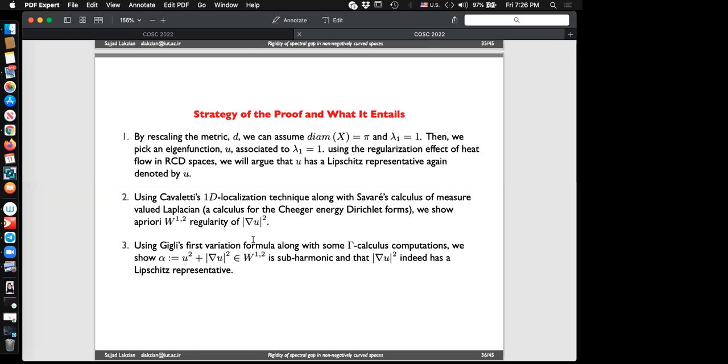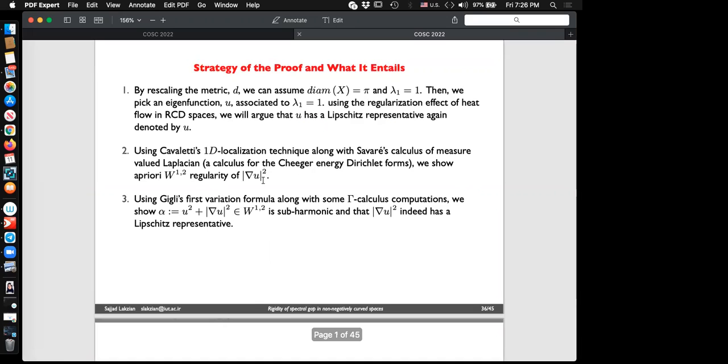First, you can rescale everything and make your problem nicer by taking the diameter to be pi, and lambda is 1, because the bound is achieved. So lambda is 1, diameter is pi. Then you have to use some new technology in the RCD setting, which is to reduce the problem to the one-dimensional case. This goes by needle decomposition, basically, in the Riemannian manifold case.